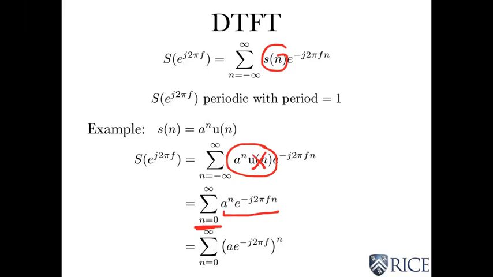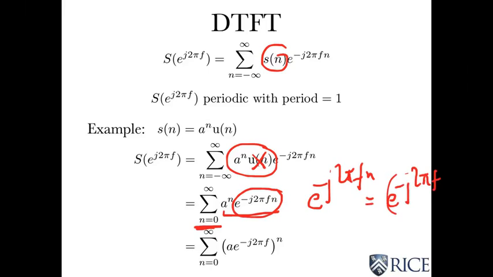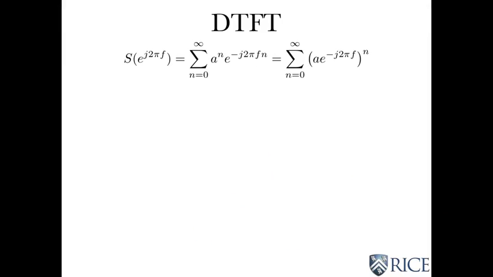And I want to point out that the complex exponential here can be thought of as e to the minus j 2 pi f, all raised to the nth. And that means I can merge those two exponentials in the formula. This is going to be the key step to getting an analytic expression for the spectrum. So here's what I did, same thing.